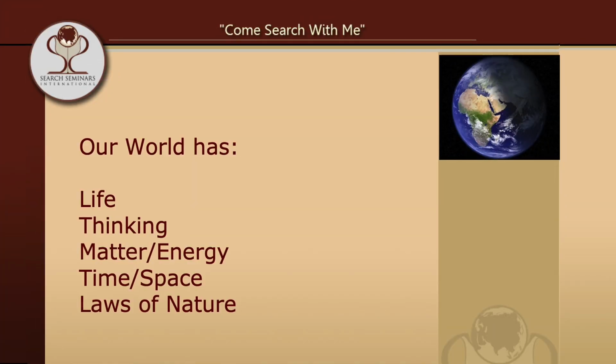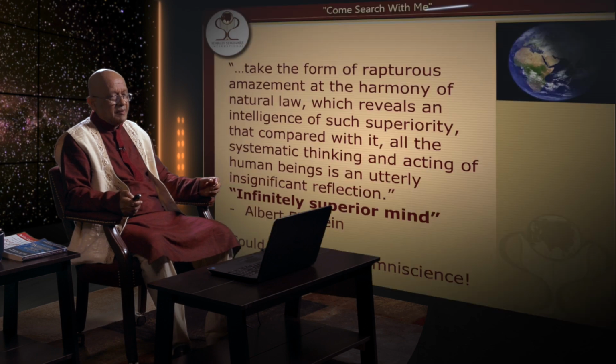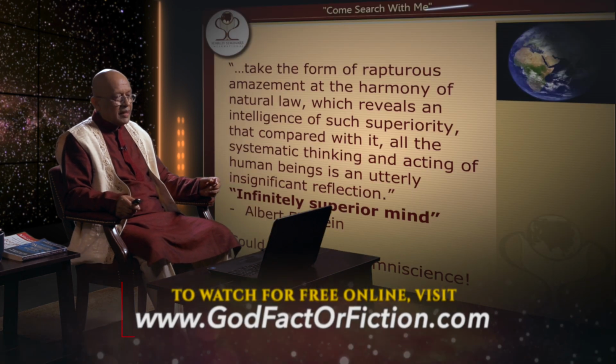Now let's look around to see what we have. The world has life, thinking, matter and energy, time, space, and the laws of nature. So the cause of all of these would have to have an abundance of life, a giant intellect, huge amount of power, massive power, full control of all the universe and able to harmonize all the laws. Let's look at just 2 of those. Intellect and power.